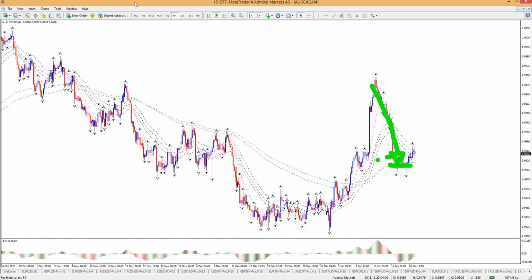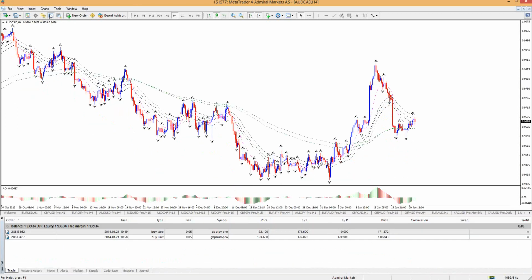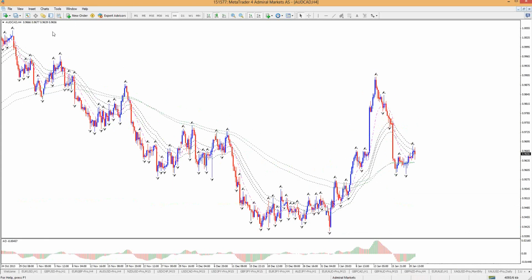Therefore, I think the pound Aussie and pound yen are probably the better ideas. And Aussie CAD wouldn't do bad either, but I guess that's the story of the day. Let's see if that pans out. Hopefully it does.